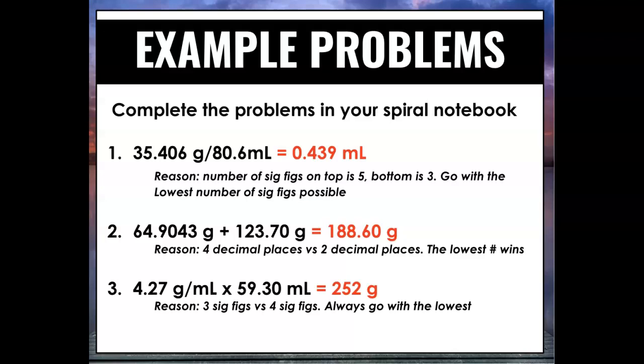For the last one, again, you're multiplying this, so it can only be the least number of significant figures, so that would be 3, because you have 4.27 grams per milliliter times 59.3 milliliters, and you would only get 252 grams, because that leaves you only 3 significant figures.